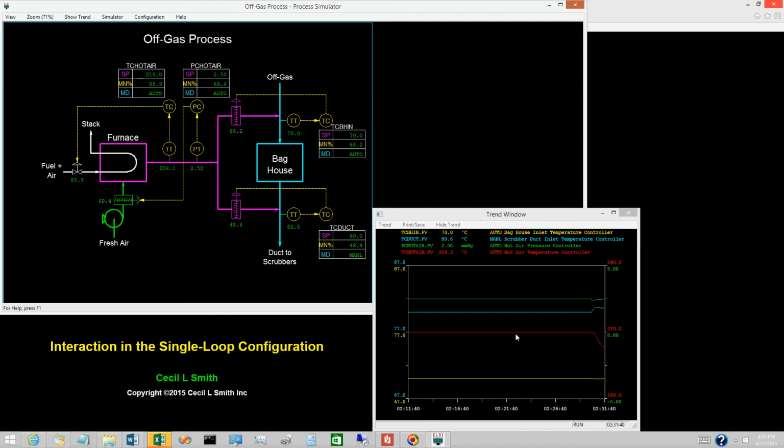If no interaction is present, the response with the controllers on auto would be the same as the response with the controllers on manual. The degree to which these responses differ reflects the degree of interaction. In this case, they are very, very different, suggesting a high degree of interaction. Place the simulator on hold.